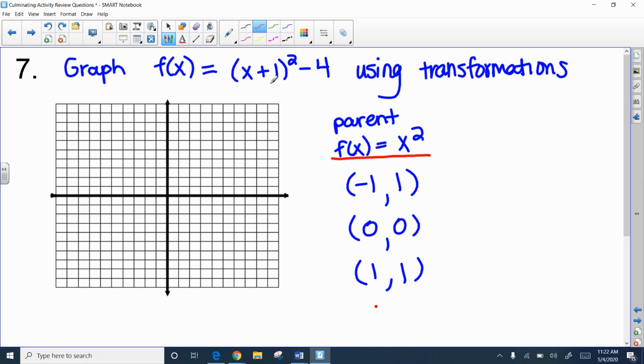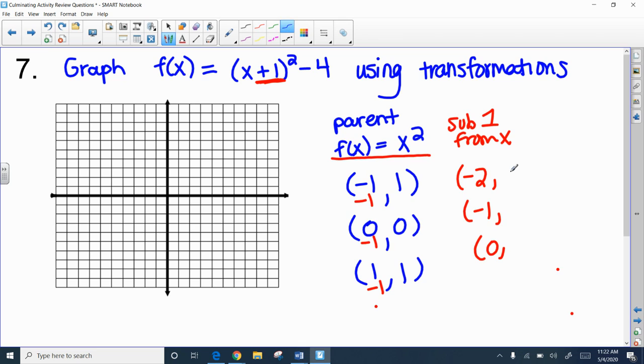Now there are two transformations here. This plus 1 with the x affects the x value. So remember though, with the x we do the opposite. So we're actually going to subtract 1 from x. I'm subtracting 1 from all the x values. So my new x values would be -2, -1, and 0. So far, I haven't changed my y values, so my y values are still 1, 0, and 1.